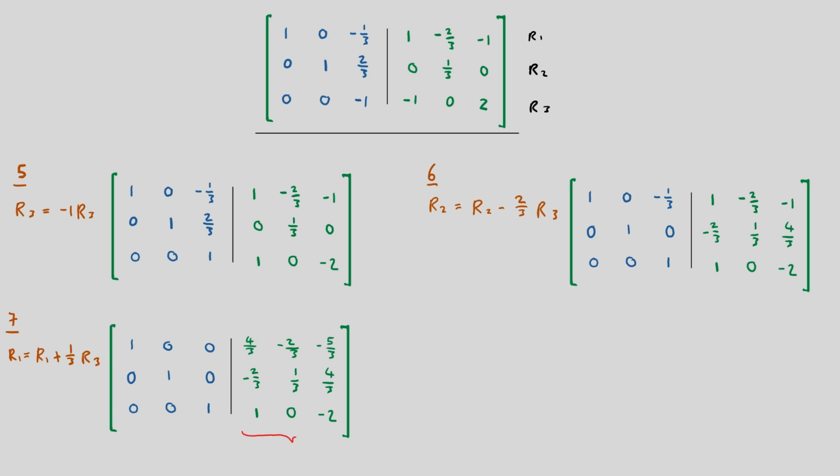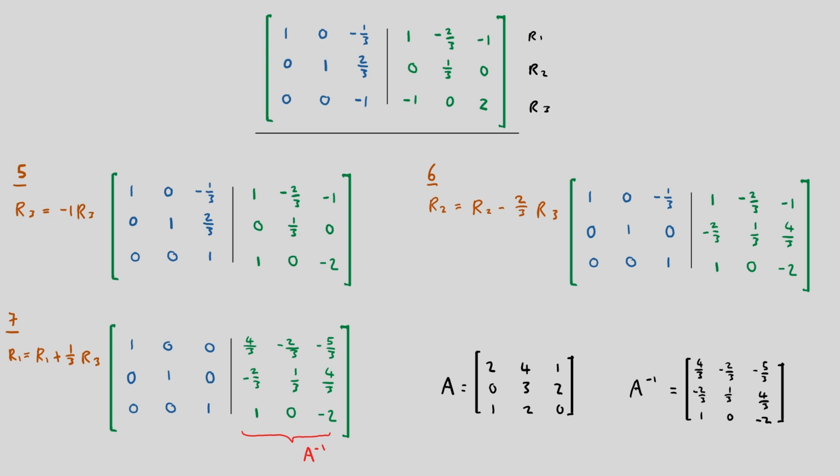So now we have the identity matrix on the left, which is what we were aiming for, and what remains on the right is the inverse matrix of the matrix we started out with on the left. So by using row operations, we have found the inverse matrix of our initial matrix A.